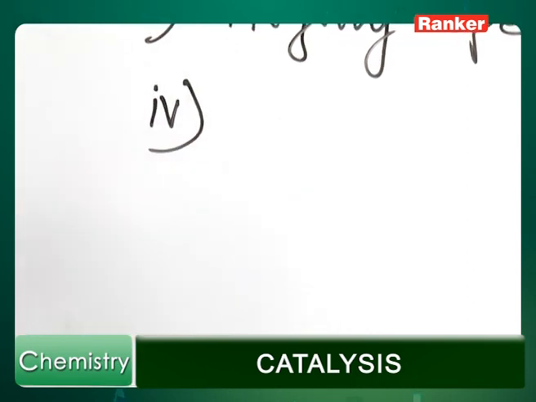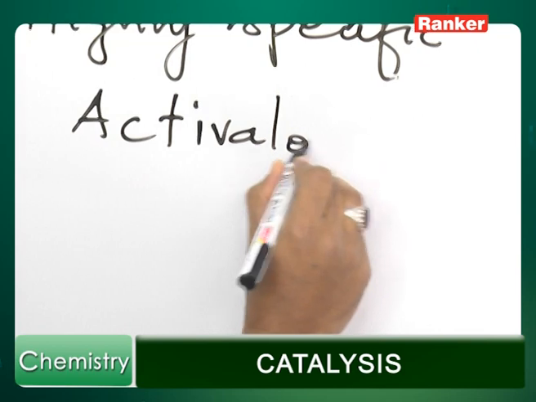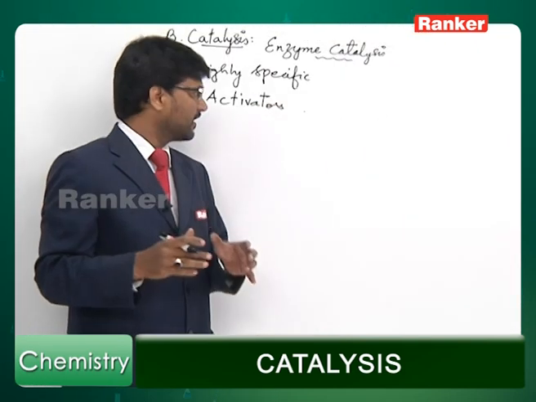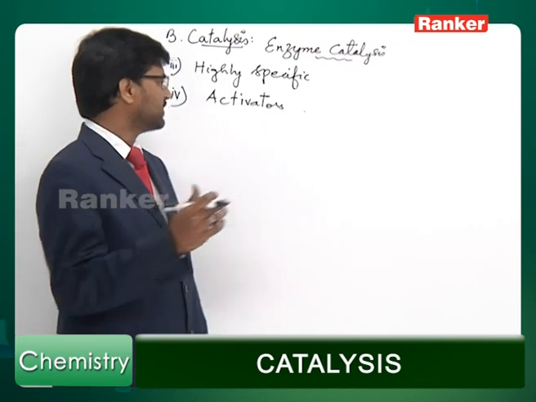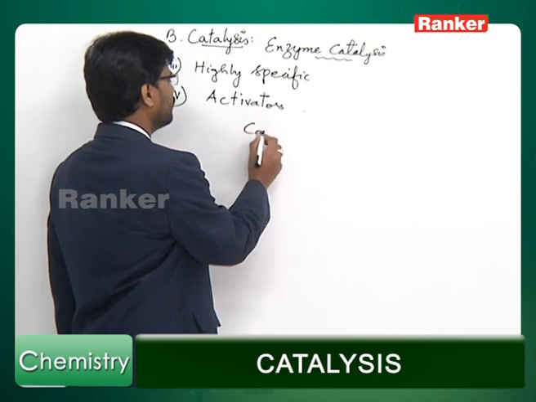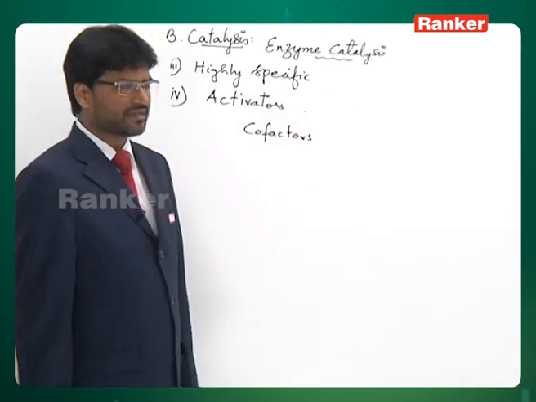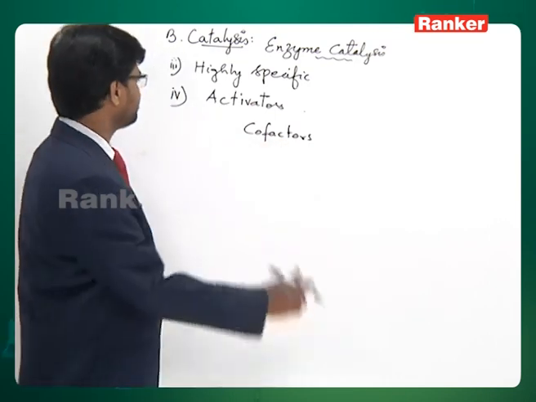Number 4, there are certain substances which activate enzymes. There are certain substances which can increase the activity of enzymes. Those substances are called cofactors. Vitamins, certain metal ions can act as cofactors for most of the enzymes.